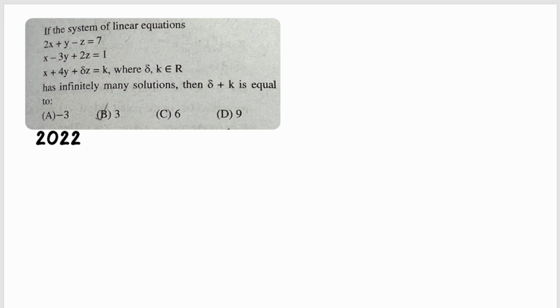Moving on, this is the final question of our video. In this question, a system of linear equations is given for infinitely many solutions, and they have asked to find the value of dou and k. You need to add the values of dou and k. For finding dou, you know the step, that is determinant A should be equal to 0. And for infinitely many solutions, determinant A1 equal to 0, determinant A2 equal to 0, and determinant A3 equal to 0. All of them should be equal to 0. So let us find dou's value first.